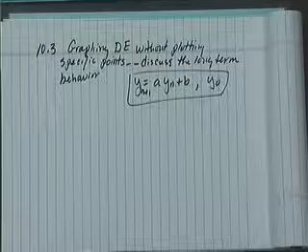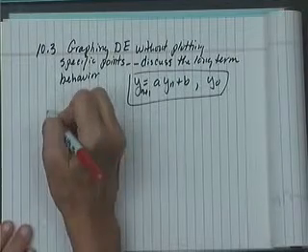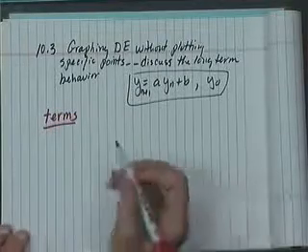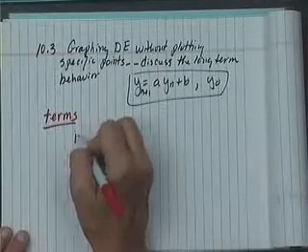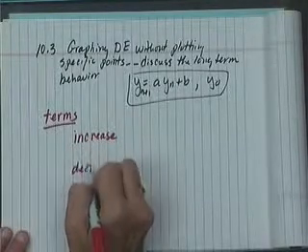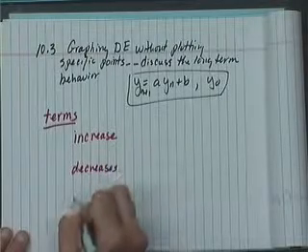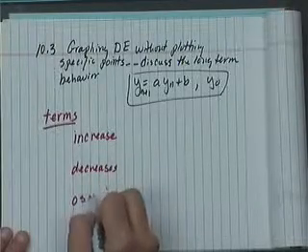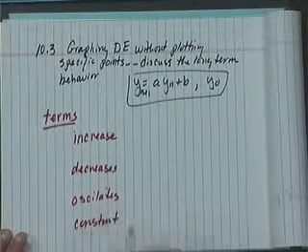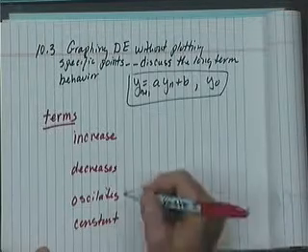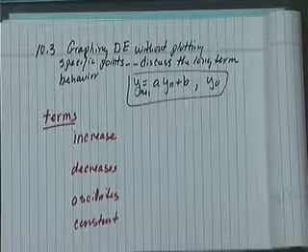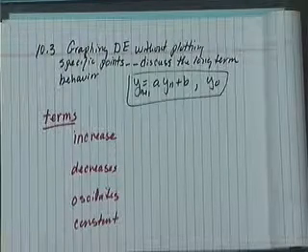All right. So before we jump into that, we need to make sure we understand some words. Terms related to graphs. We have terms that say our graph increases, decreases, or oscillates, or is constant. Okay, so is there two L's in oscillates? Yes. Okay. You just didn't see that other L there.